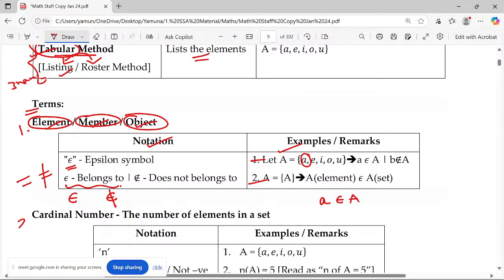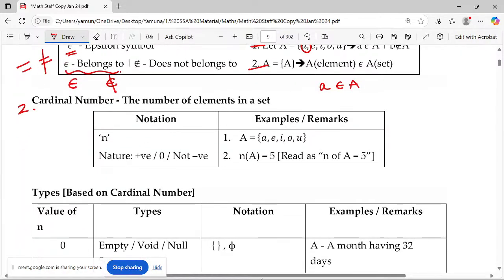Shall I go for the second one? Cardinal number. In mathematics or statistics we don't call it cardinal number, we call it frequency. Here we use the term cardinal number. Cardinal means counting. It's about counting: how many are present, what is the size. It is the number of elements present in that particular set.